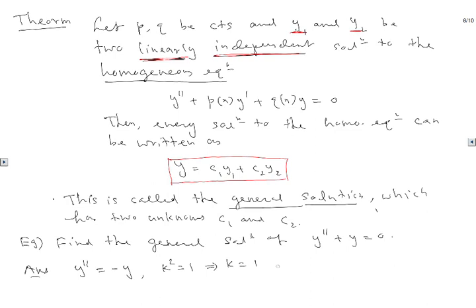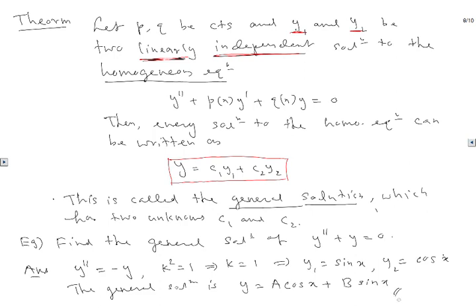So that means we know the two solutions. One solution is sine kx, which means sine 1x in this case. That's one solution, sine 1x, and y2 equal cosine 1x. So we're going to put two constants, right? So the general solution is y equal a constant times one function plus a constant times the other function. So that's the general solution.